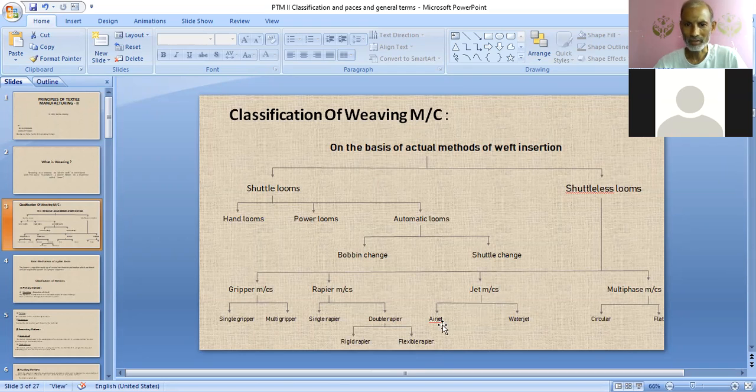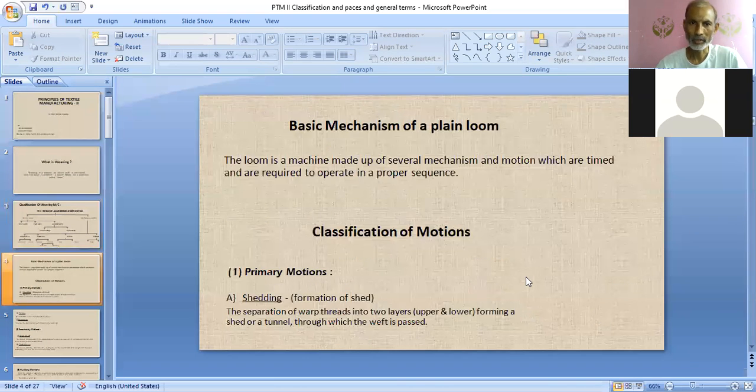Jet machines are further categorized into 2 categories depending on what type of jet we are using: air jet and water jet. And then we have taken multiphase looms, which are of 2 types, circular and flat. After this, we have taken the basic mechanisms of a plain loom.